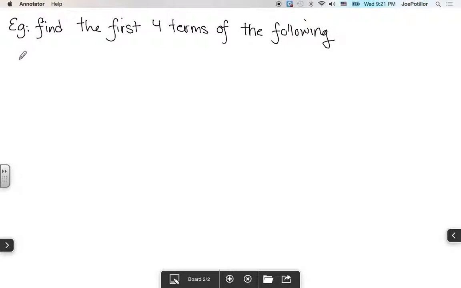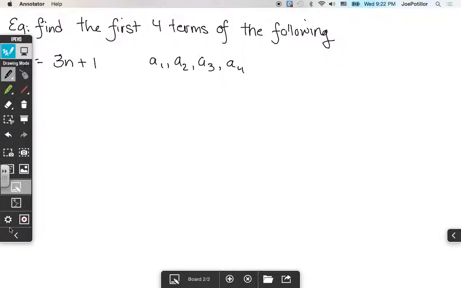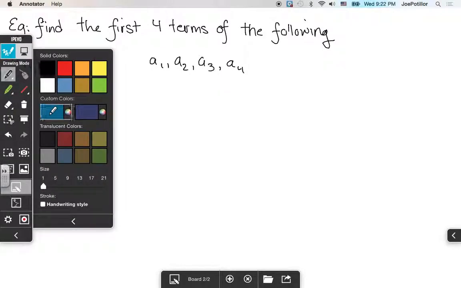We have A sub n, which is our definition of our sequence. A sub n equals 3n plus 1. And so we want to define it for the first 4 terms. That means A1, A2, A3, and A4. So simply put, we plug in 1, 2, 3, 4 for our n.